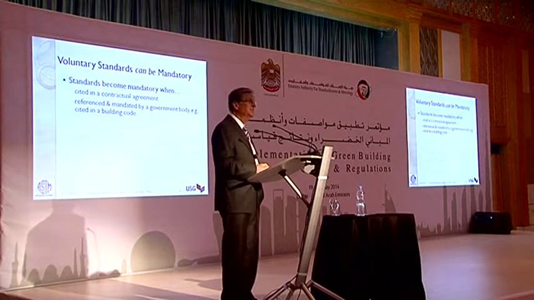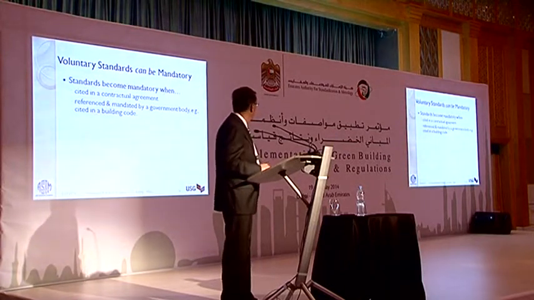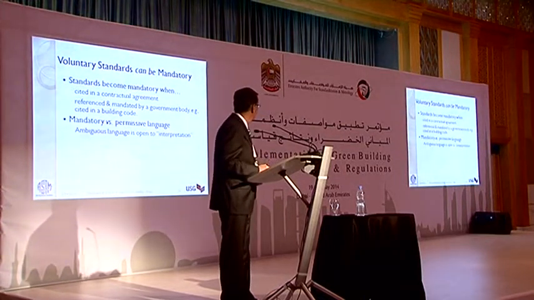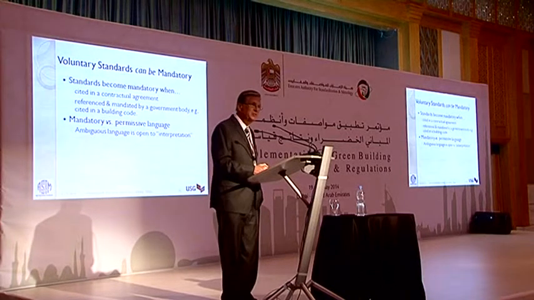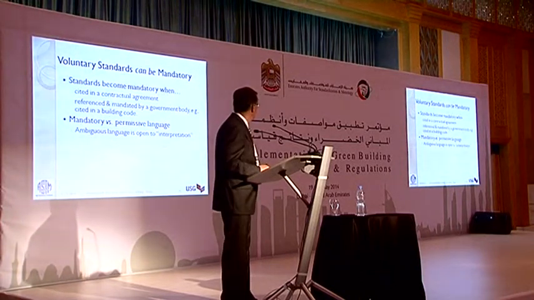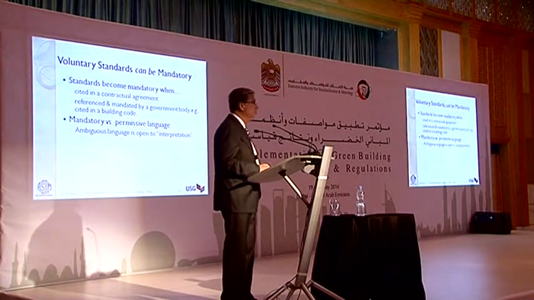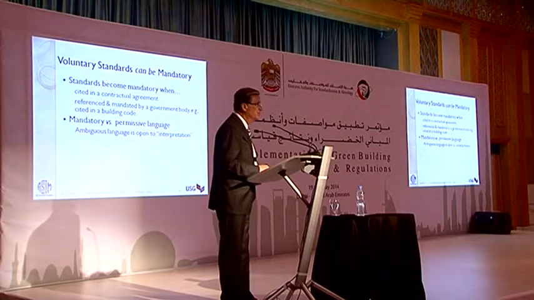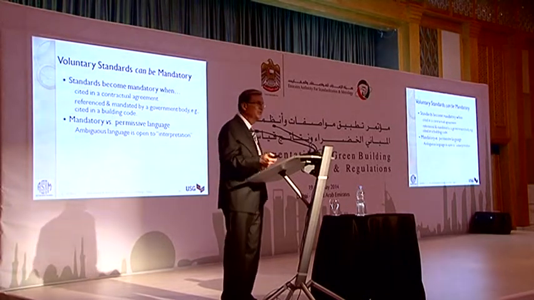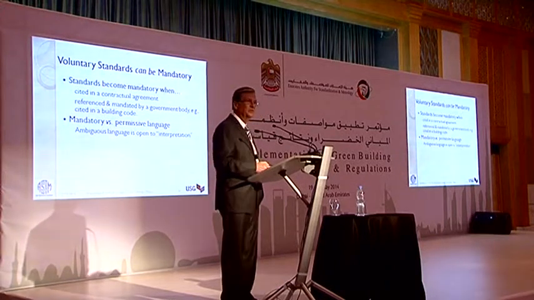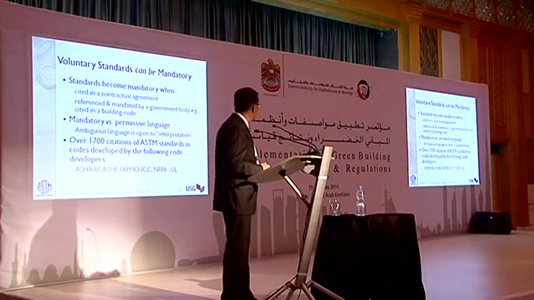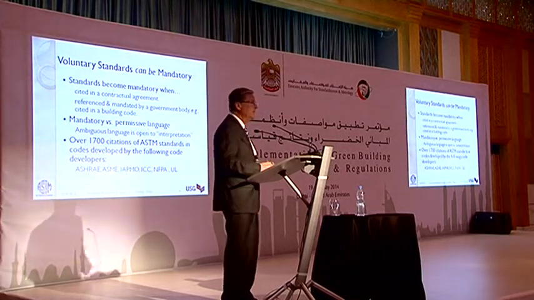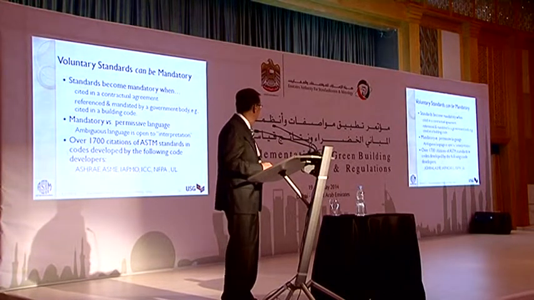They become mandatory when cited in a contractual agreement or when they are referenced and mandated by a government body such as cited in a building code. Mandatory versus permissive language is a very important aspect in these standards, and again, permissive language creates ambiguities which are open to interpretation, and that in turn creates areas where products that are said to meet the same standard may not in actual fact perform in the same way in all respects. Over 1,700 citations of ASTM standards can be found in the codes developed by numerous standards development organizations.